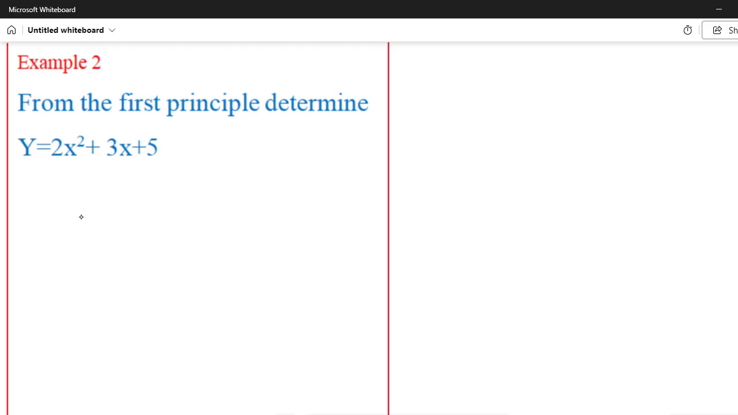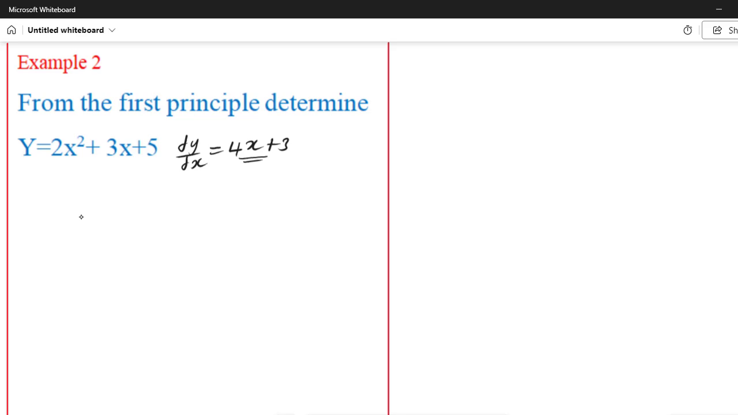From the first principle, determine y equals 2x squared plus 3x plus 5. So dy/dx for this equation will give 4x plus 3. So this is the answer that we expect when we differentiate this equation using the first principle.